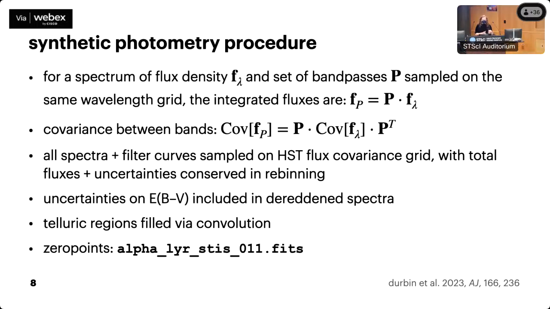It all comes out to within numerical precision. And also, please nobody ask me about units. I will confuse myself if I have to talk about those on the fly. And for the wavelength grid, because everything has to be sampled on the same wavelength grid if you do it this way, I chose the one on which the HST flux covariance is defined on CalSpec, so that I could include that as a baseline systematic term in all of the flux covariances. And I also included uncertainties on the line of sight reddenings in the dereddened spectra.